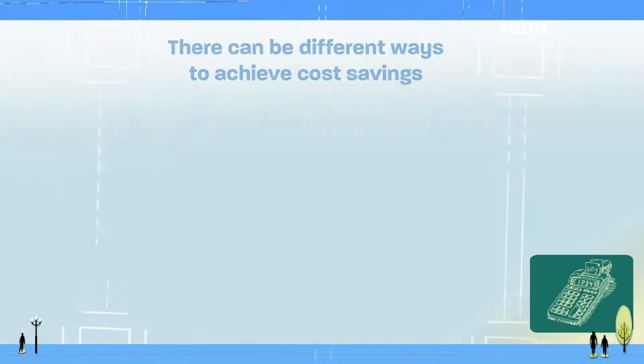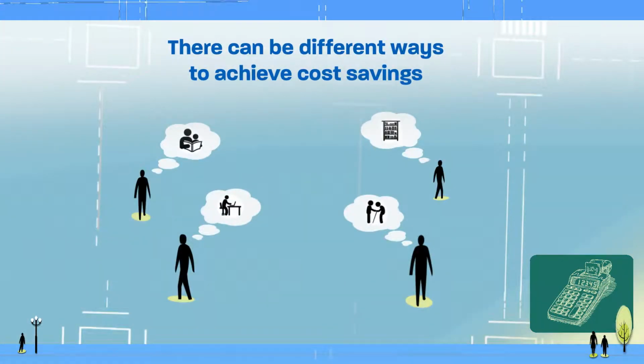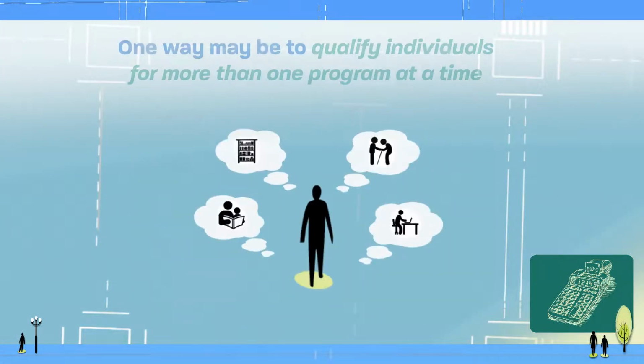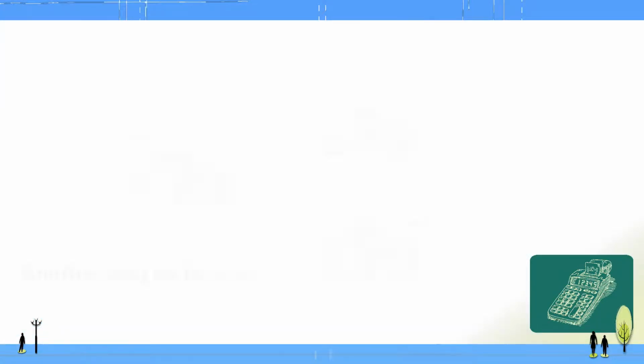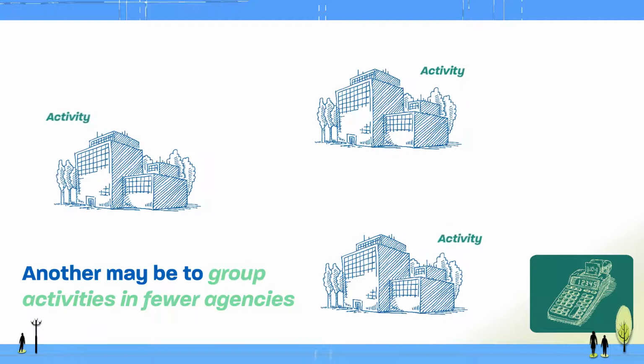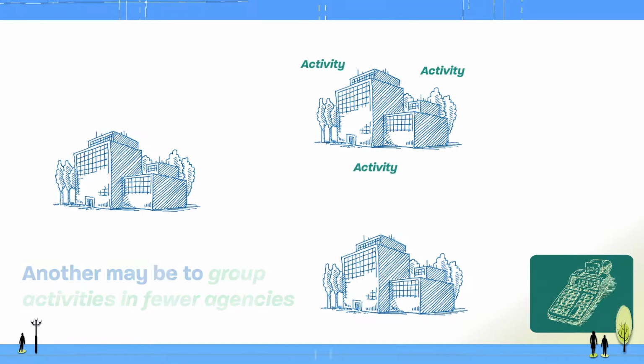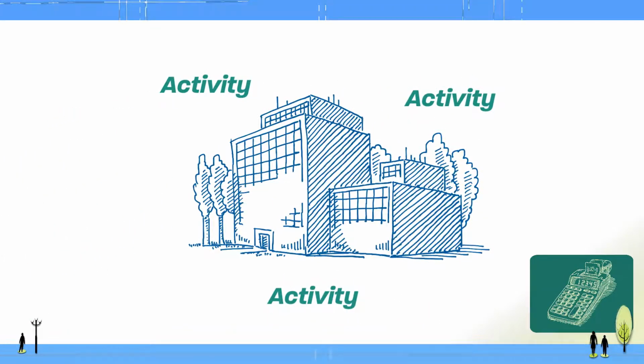Through program design, there can be different ways to achieve cost savings. One may be to qualify individuals for more than one program at a time, and another may be to group activities in a few agencies, rather than have each agency offer its own complement of services.